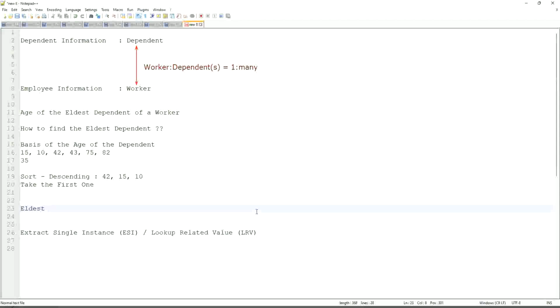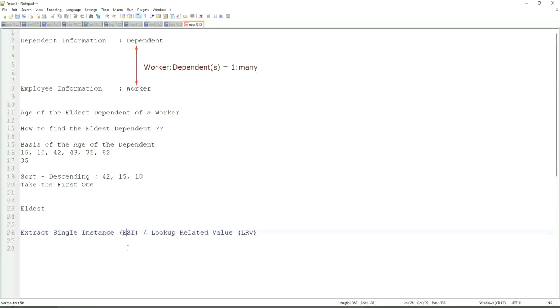They work in combination. We do not only leave with ESI. Once we extract the ESI, we use it to get some value. That's the LRV. Like here, we are going to get the age of the eldest dependent. Eldest dependent will be returned by the ESI, and the age of that eldest dependent will be an LRV. This will be a very, very common question.